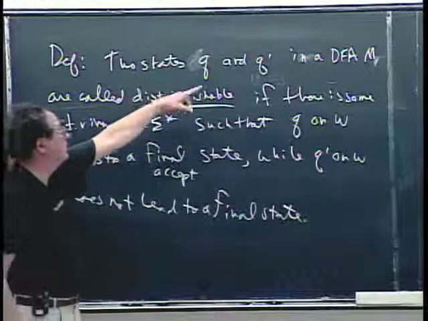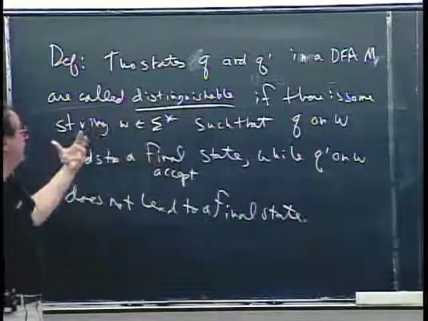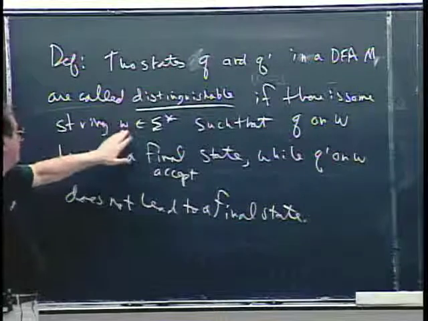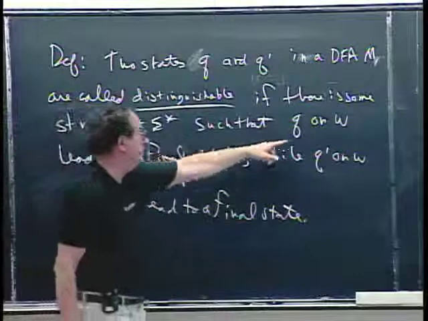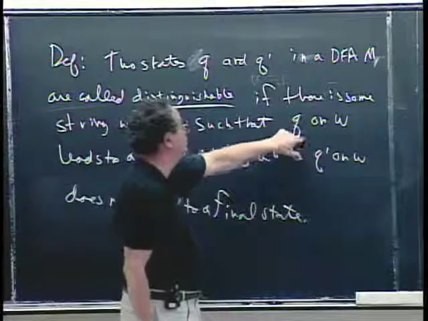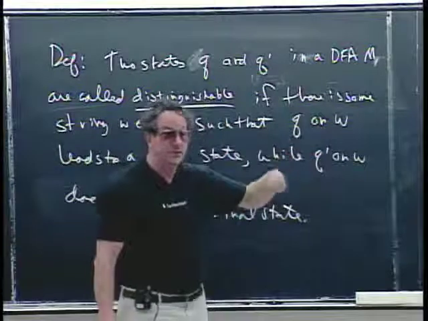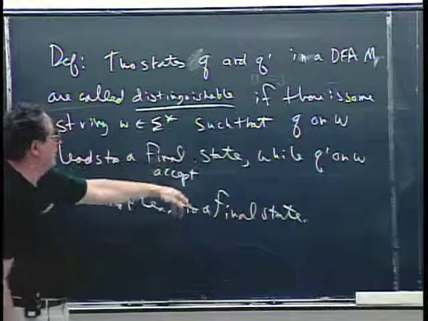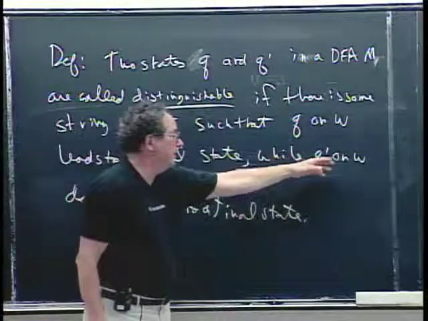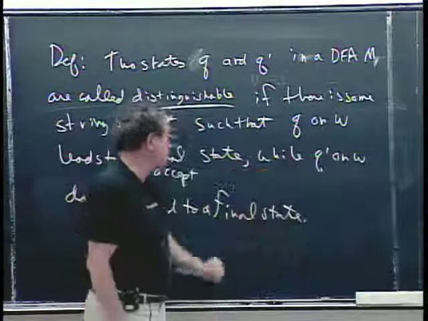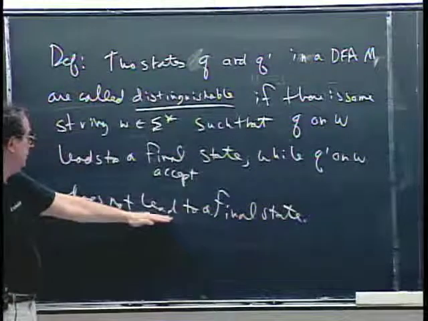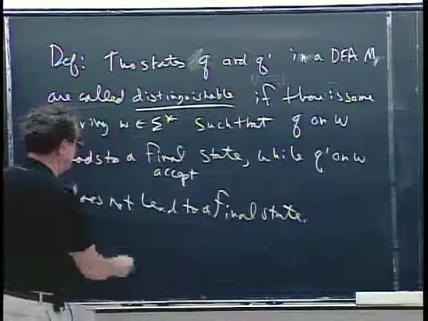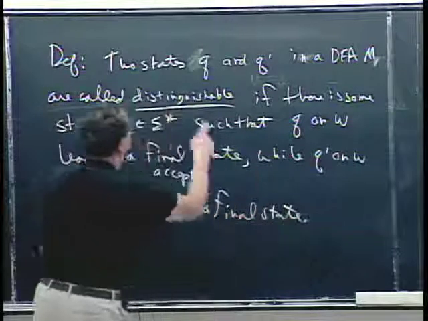So two states Q and Q prime are distinguishable, and they're distinguishable by some particular string W. They're distinguishable if there is some string W such that if you start in state Q in the DFA M and do the executions following string W, you end up in a final state. But if you start in Q prime and also do the executions based on the same string W, you end up in a state that is not a final state. And that's what it means to be distinguishable.